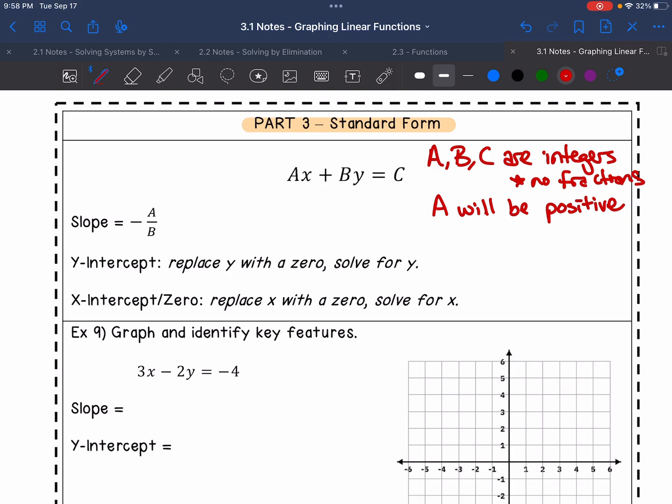So when we graph these, we can do this a couple different ways. We can look at our x-intercept and our y-intercept, which involve a little bit of work. For the y-intercept, we have to replace the x with a 0 and then solve for our y. With the x-intercept, we have to replace the y with a 0 and then solve for x. Our slope is the values from a and b. So we do negative a divided by b, and that will give you your slope.